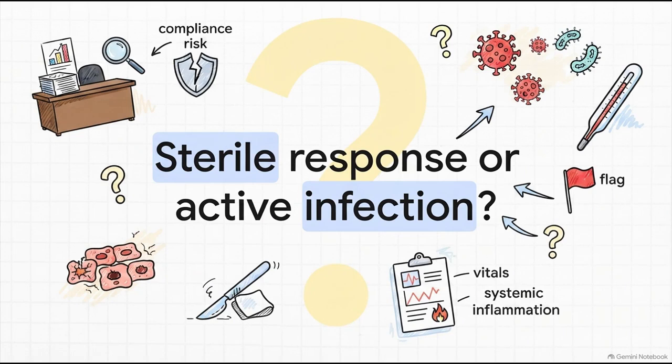So right out of the gate, let me ask you this. Is it a sterile response or is it an active infection? This right here is the #1 challenge that auditors and coders face when reviewing a patient's chart that shows signs of systemic inflammation. You look at the vitals, you see the red flags, and you have to ask yourself, what is the underlying cause here? Getting this wrong doesn't just lead to clinical confusion, it literally leads to massive coding denials and compliance risks.